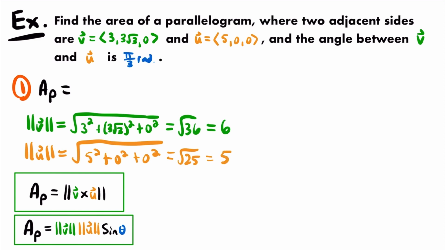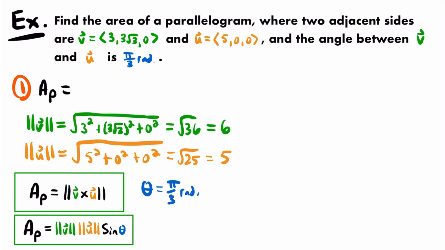All right, so now we have everything we need to calculate the area of this parallelogram. Using this formula, we have the magnitude of vector v, the magnitude of vector u, and the angle between those two vectors. We're told that it's pi divided by 3 radians. So if you want to write that down, I'll write it right here. Theta is equal to pi divided by 3 radians. And so using these three values, let's calculate the area of our parallelogram.